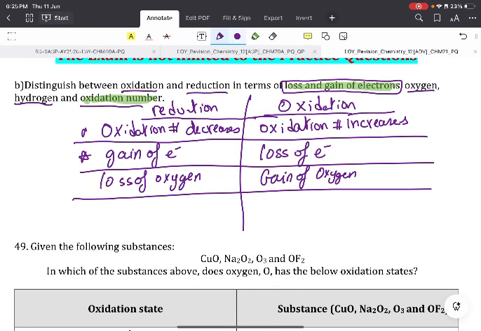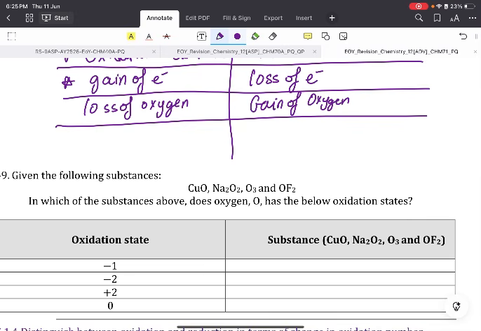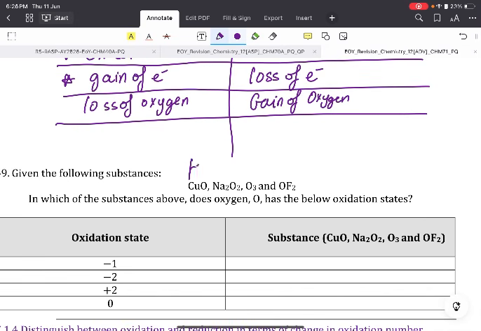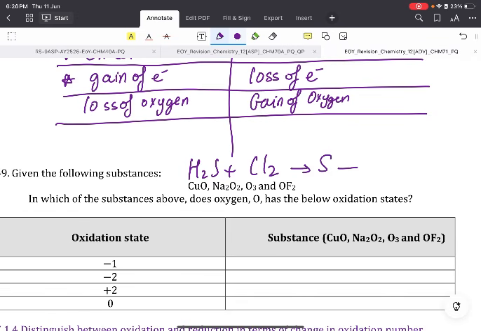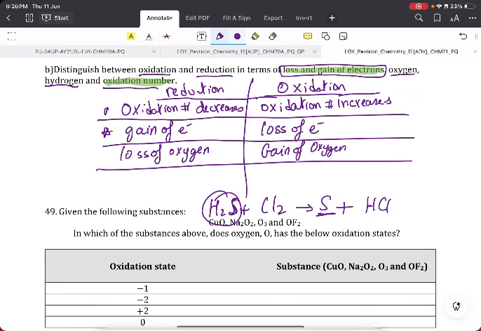Now the last one, in terms of losing and gaining hydrogen. I'm going to give you an example over here. So let's say I have H2S plus Cl2. It's going to give me S and HCl. If you look at this compound, sulfur was coming with hydrogen, and now sulfur lost the hydrogen. So a loss of hydrogen is an oxidation.